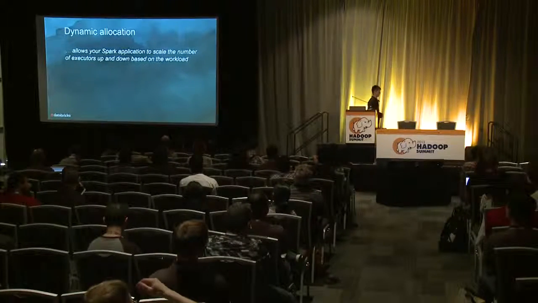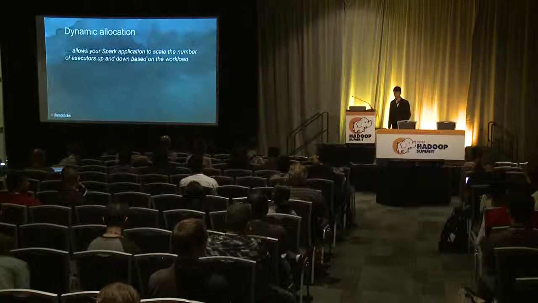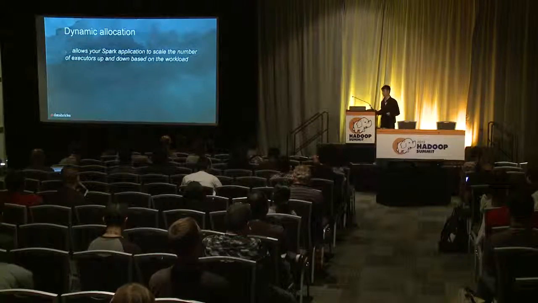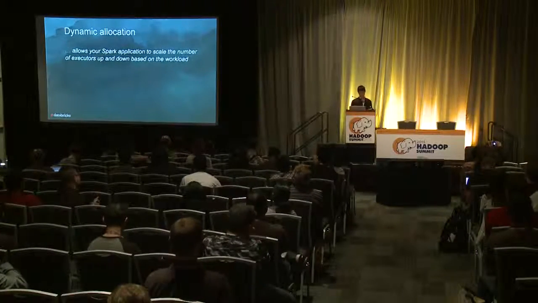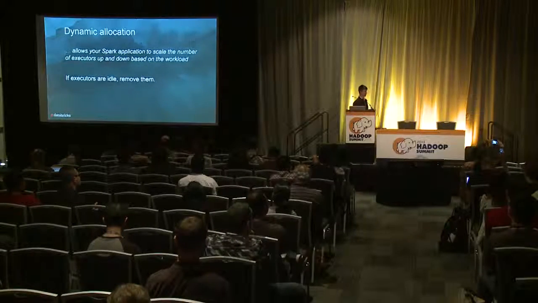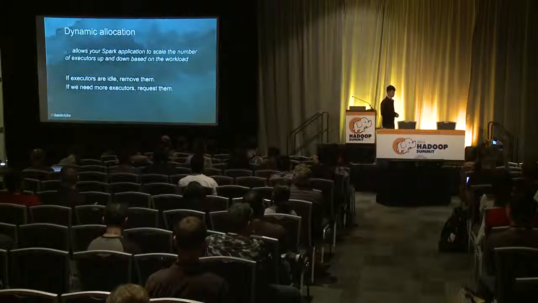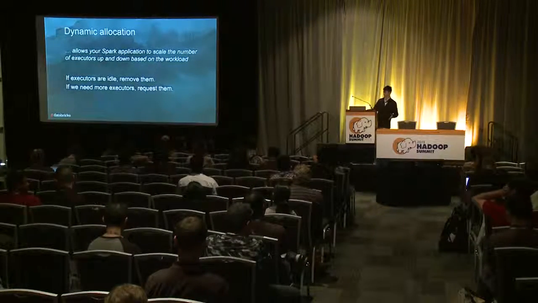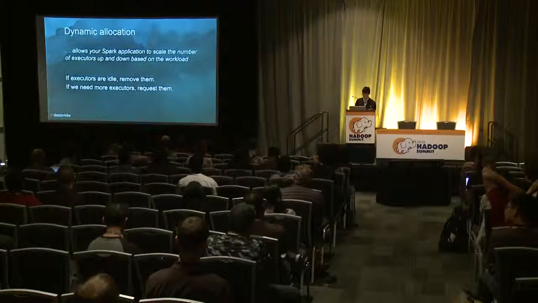So as a quick recap again, dynamic allocation essentially allows your application to scale the number of executors up and down depending on the workload. This has two very simple parts to it. The first is that when an executor is idle, you kill it. The second is that when we need more executors, just request them. So if there's nothing else that you remember from this talk, this is probably the right slide to remember.